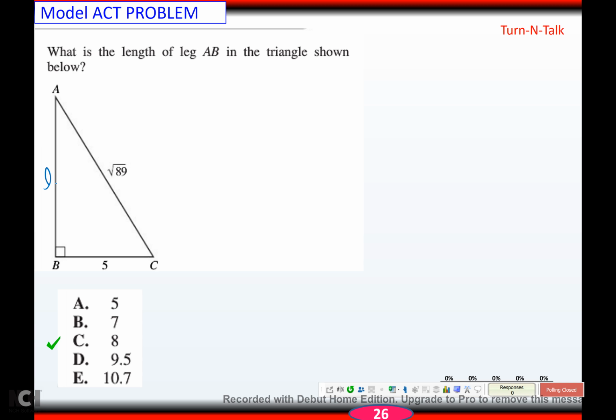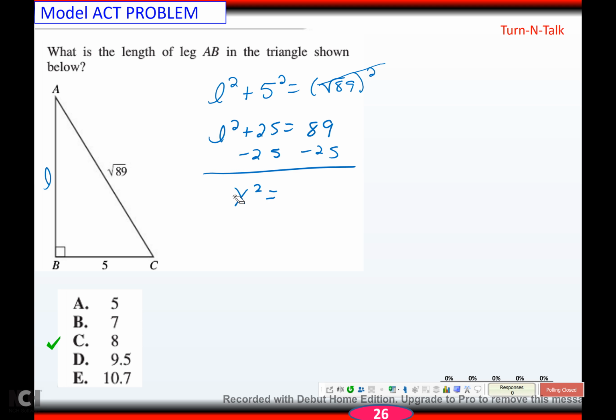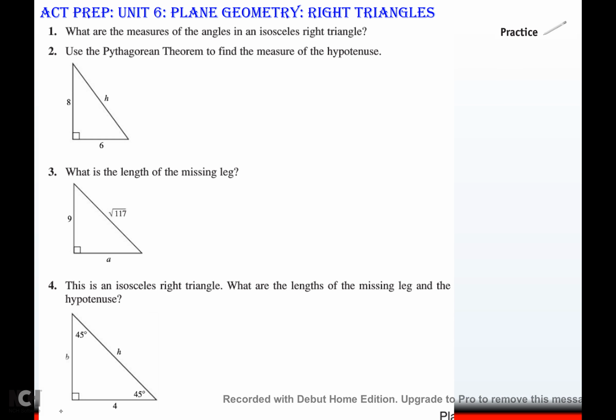So if it's not a special, I'm just going to do straight up Pythagorean theorem, which is leg squared plus leg squared equals my hypotenuse squared. That's L squared plus 25. Again, the square kills the square root, and I get an 89. So subtract 25, subtract 25, I get L squared equals 64. Square root and L equals plus or minus 8, but we only take the positive one because lengths can't be negative. Okay? Alright, some practice problems.